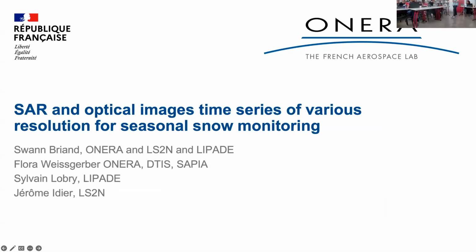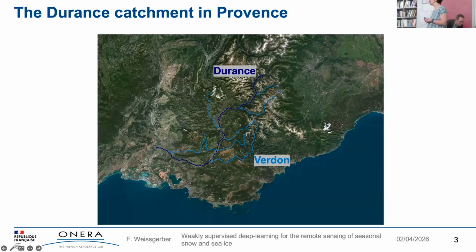DTIS. And so I will start with the topic of seasonal snow. So why do we want to detect snow? I will start with a small example. This is the catchment of the Durance in France, and you have the Verdon here at the bottom.